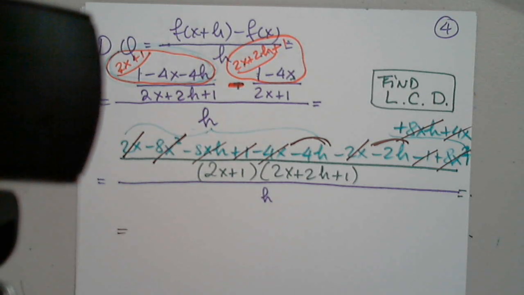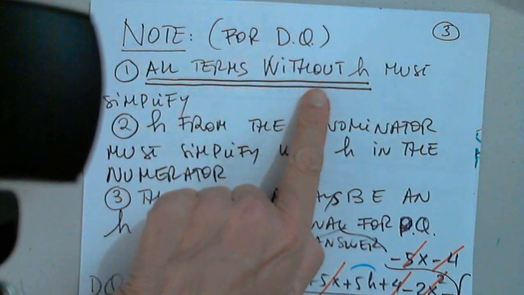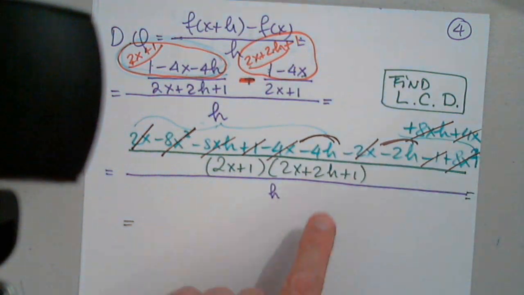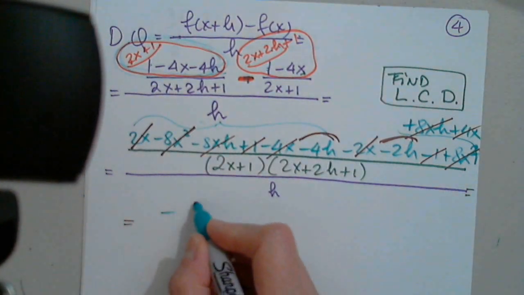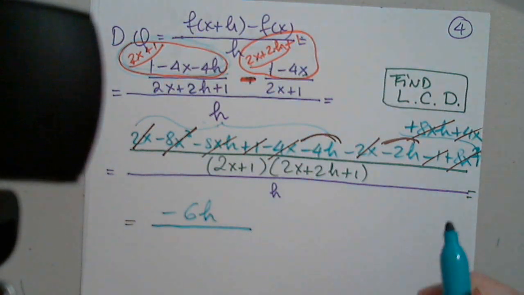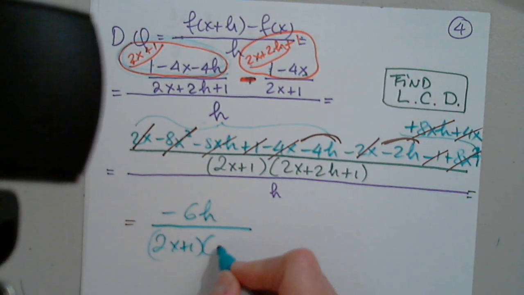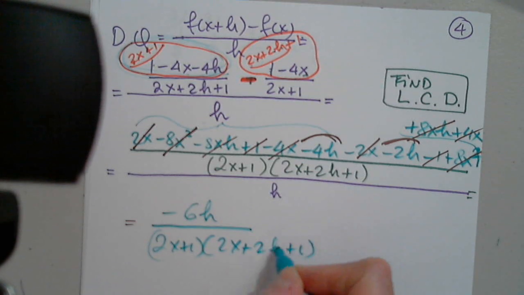Negative 1 minus 2h minus 4h. Or minus 6h. If I have a negative 1 left at the top, I'm in big trouble. It's negative 4h minus 2h. How much is negative 4 apples minus 2 apples? Negative 6h. Negative 6 apples. Awesome. Divided by 2x plus 2h plus 1.